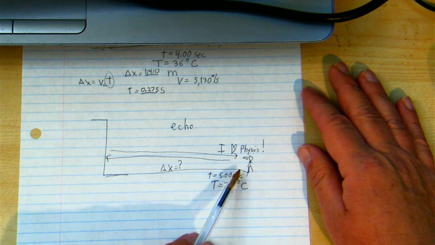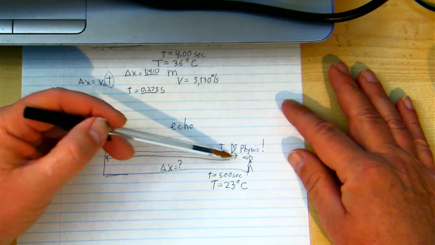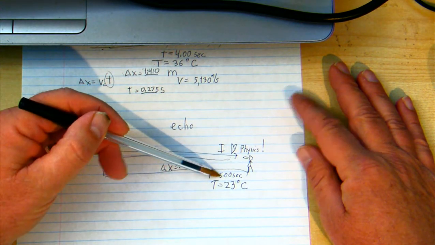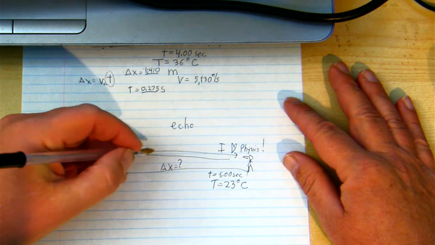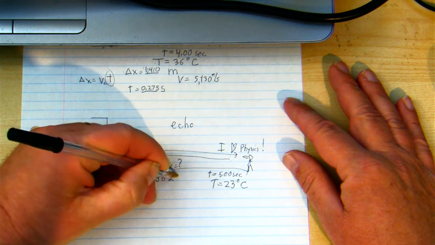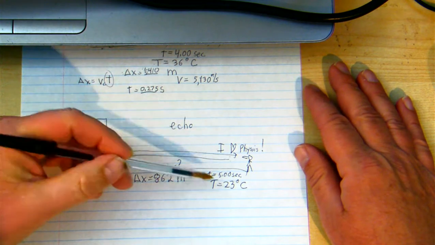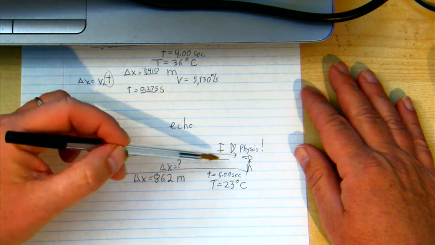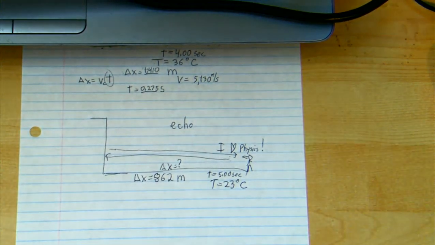So the true distance away is the time it takes sound to travel one way, and that's only half of 5 seconds. So the correct answer in this situation was 862 meters. First, you calculate the speed of sound in air at a temperature of 23 degrees Celsius, and then you multiply that by 2.5 seconds to get that result.